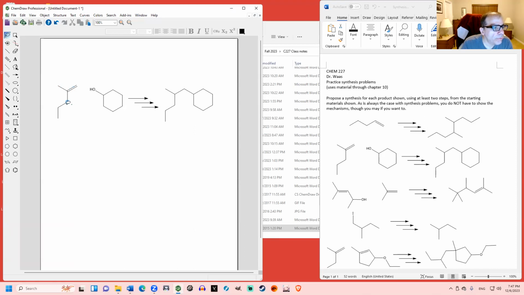So 1, 2, 3, 4, 5, 6 carbons. And this one is 6 carbons. And I bet you anything this is 12 carbons, 6, 7, 8, 9, 10, 11, 12. So again, somehow we're adding these two pieces together. And it looks to me like we're connecting this carbon and this carbon somehow. And we can do that again with a cuprate.